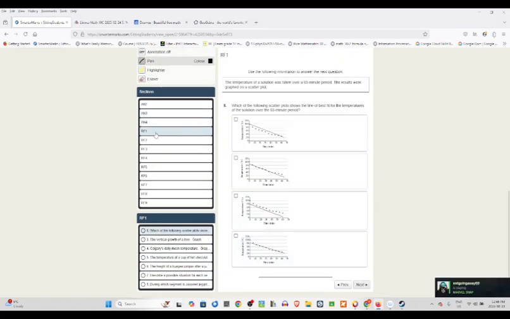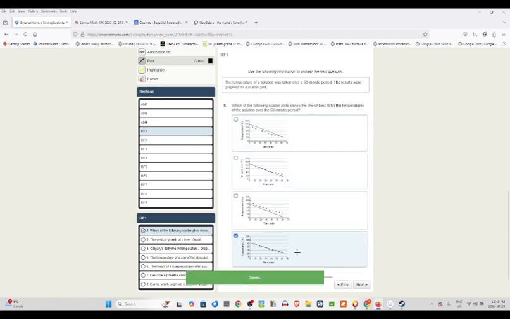Now, RF1 here. The temperature of a solution was taken over a 60-minute period. The results were graphed in a scatter plot. Which of the following scatter plots show the line of best fit? So that's the line that comes closest to the data. This one I could see being a little bit tricky. D is actually a little bit better than B. A and C, we are not hitting the lines. So those ones we can rule out.